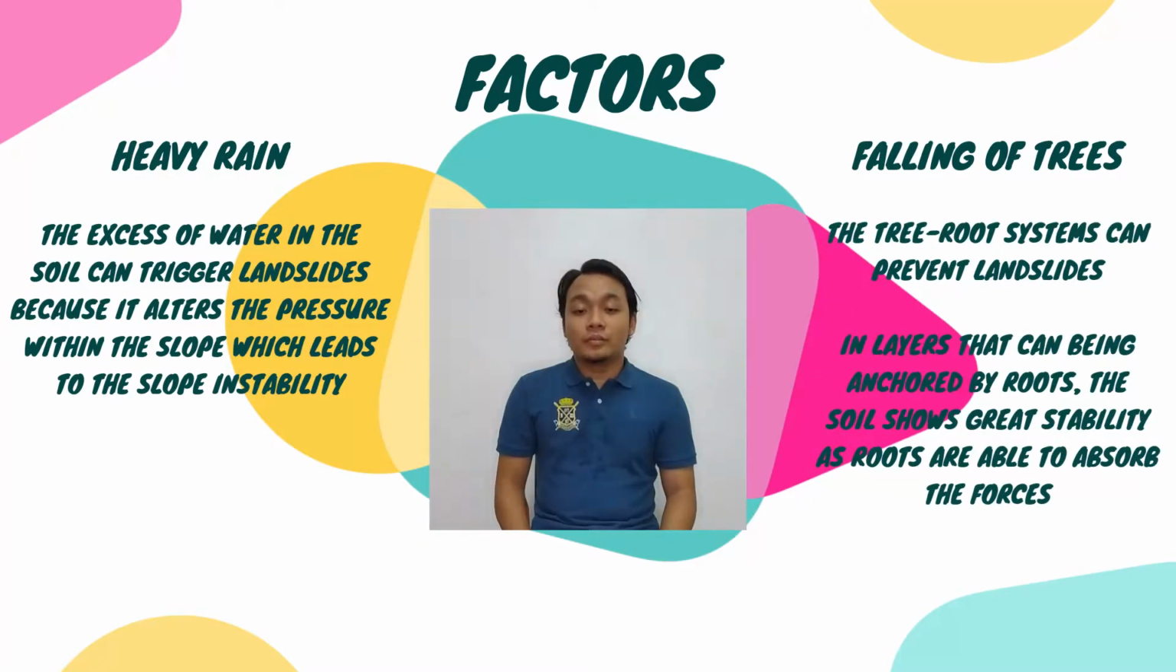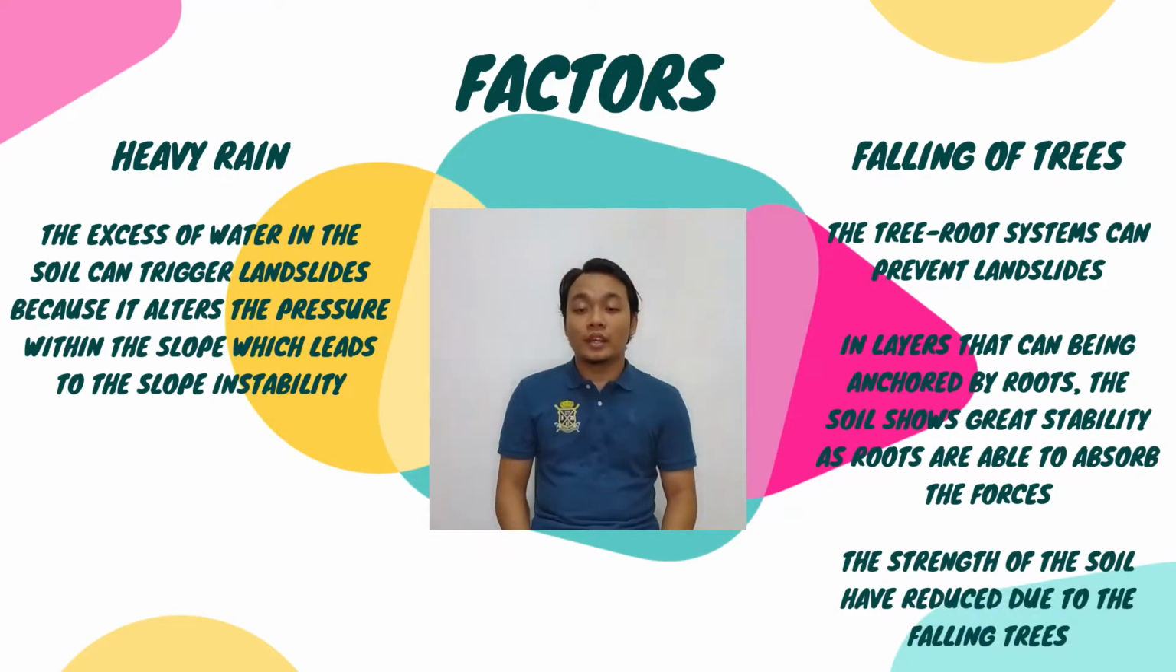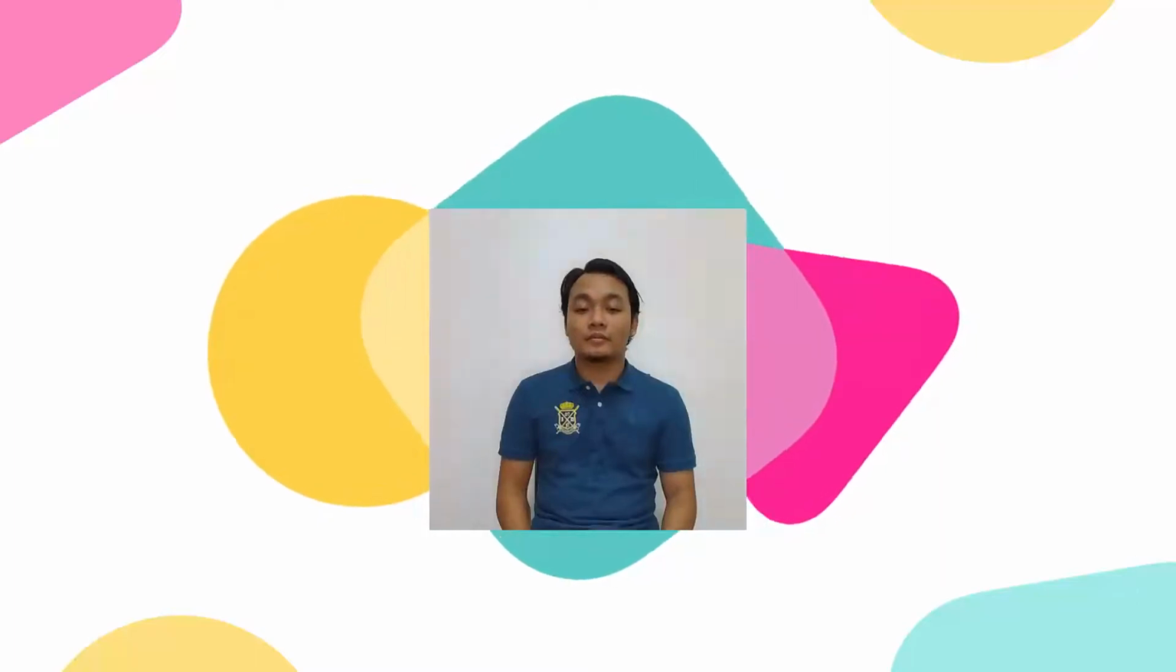The tree root system can prevent landslides. In layers that can be anchored by roots, the soil shows greater stability as roots are able to absorb the forces. As for the incident that happened at Fraser Hill, the strength of the soil that comes from the trees was reduced due to the fallen trees. As a result, after 3 days, the landslide occurred.